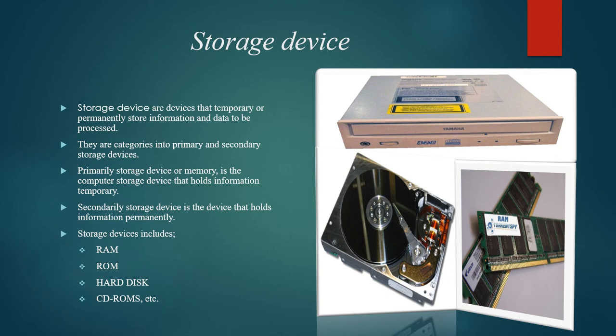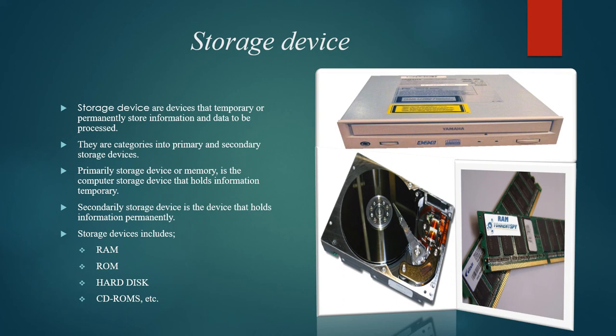They are categorized into primary and secondary storage devices. The primary storage device, or memory, is a computer storage device that holds information temporarily. An example is RAM, because RAM holds information temporarily. Any information that the RAM holds and we don't save onto the computer's hard disk will be lost when we restart the computer, because it holds that information temporarily. That's why we categorize RAM as a temporary or primary storage device.